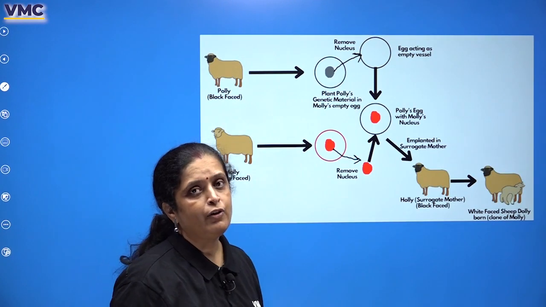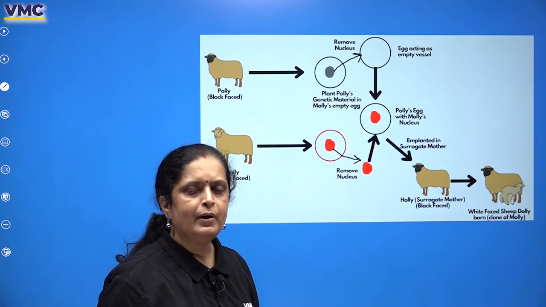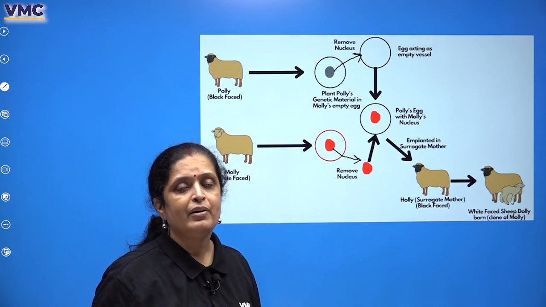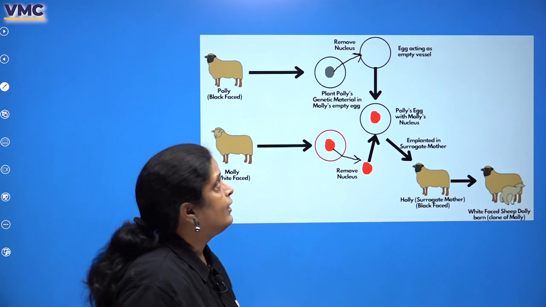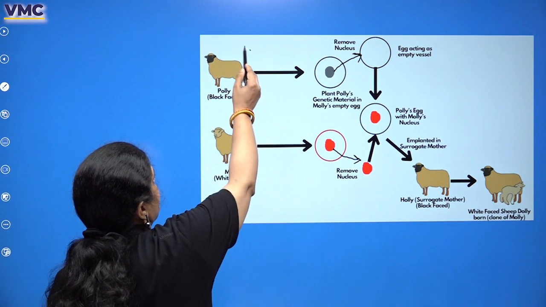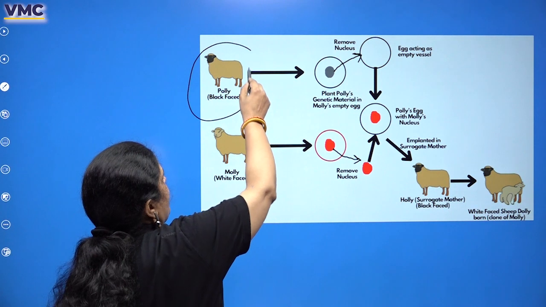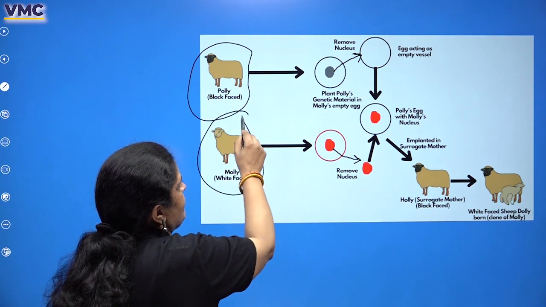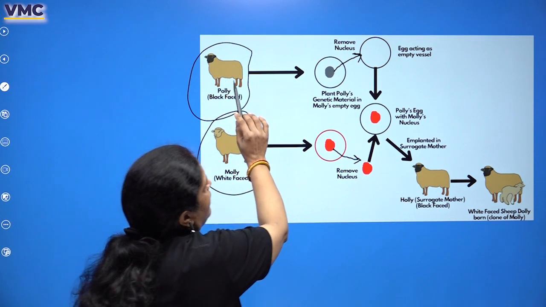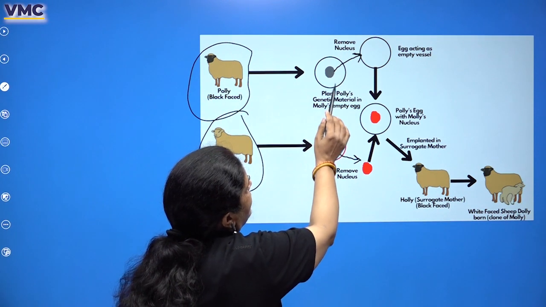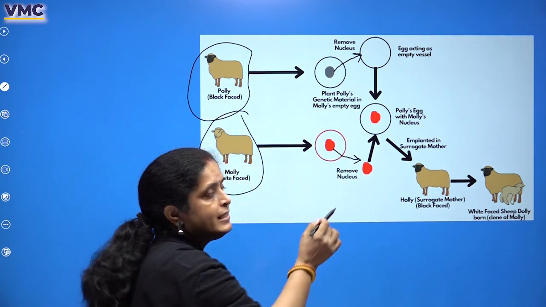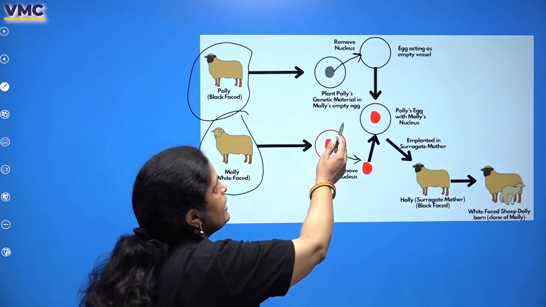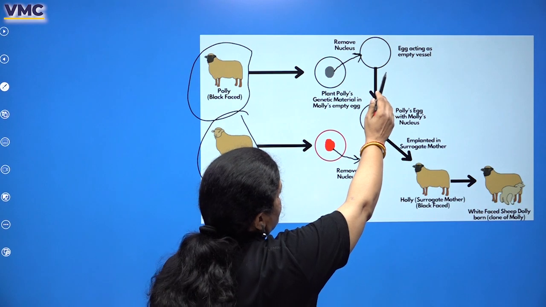A very interesting topic: cloning. You must have heard about clones in many movies, but did this ever actually happen? Yes. They had experimented with a black-faced Scottish sheep and another white-faced sheep, right? What they had done is they had taken an empty egg, as in they took the egg from the black-faced Scottish sheep, they removed the nucleus, right?